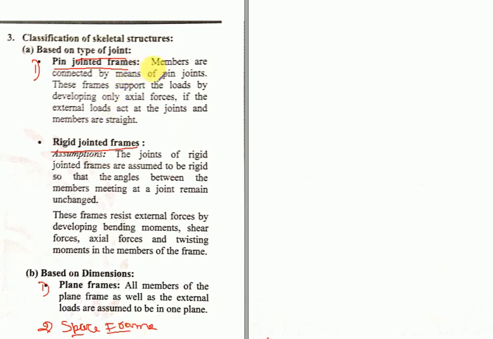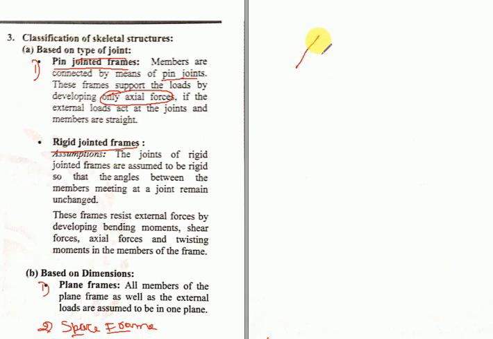Pin jointed frames, members are connected by means of pin joints. Pin joints is nothing but trusses. These frames support the load by developing only axial force, okay, only axial force, if the external loads act on the joints and the members are straight.